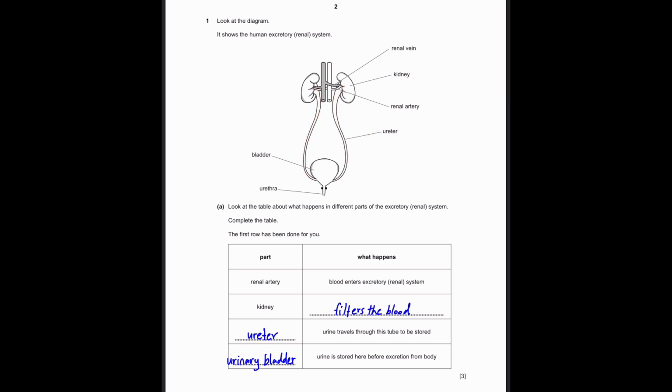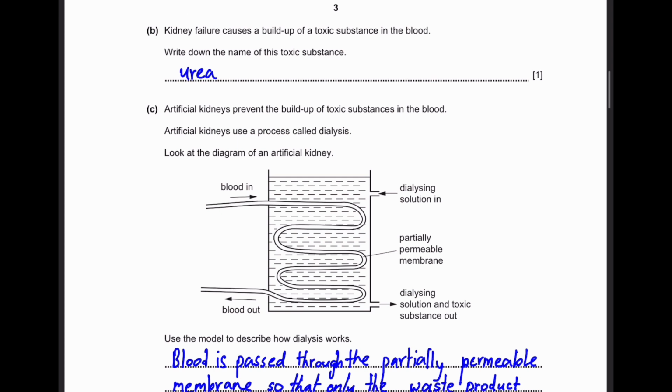So ureter. And urine is stored here before excretion from the body. It's over here, which is bladder or the urinary bladder. That's the answer. So go to part B. Kidney failure causes a buildup of a toxic substance in the blood. Write down the name of the toxic substance. It's urea. Because when urea mixes with water, we get urine, and that's what we excrete.